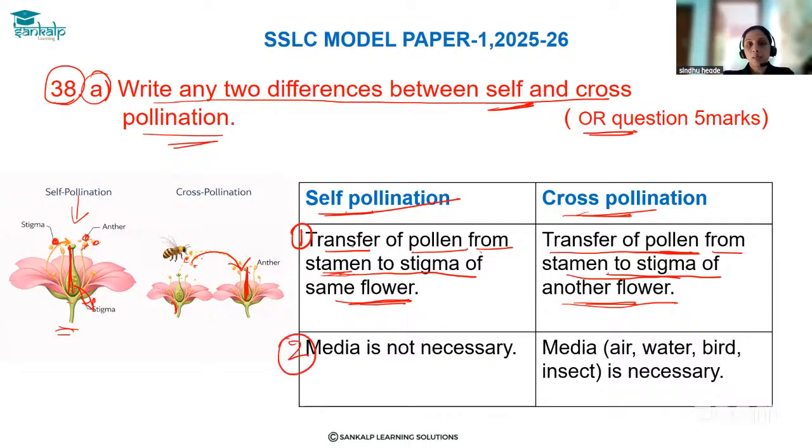In self pollination, a medium is not necessary, but cross pollination requires some media like air, water, birds, insects. These are the necessary media for cross pollination. So in self pollination, media is not necessary.